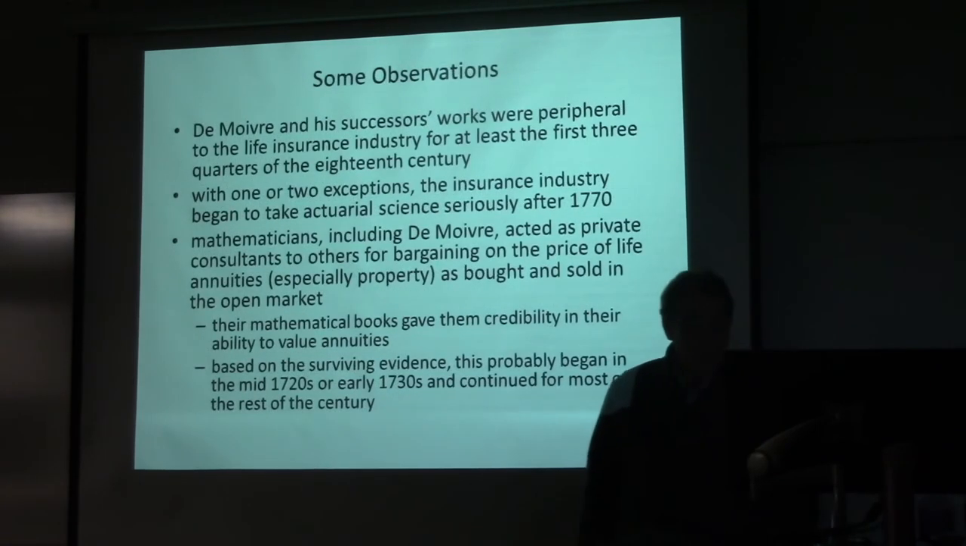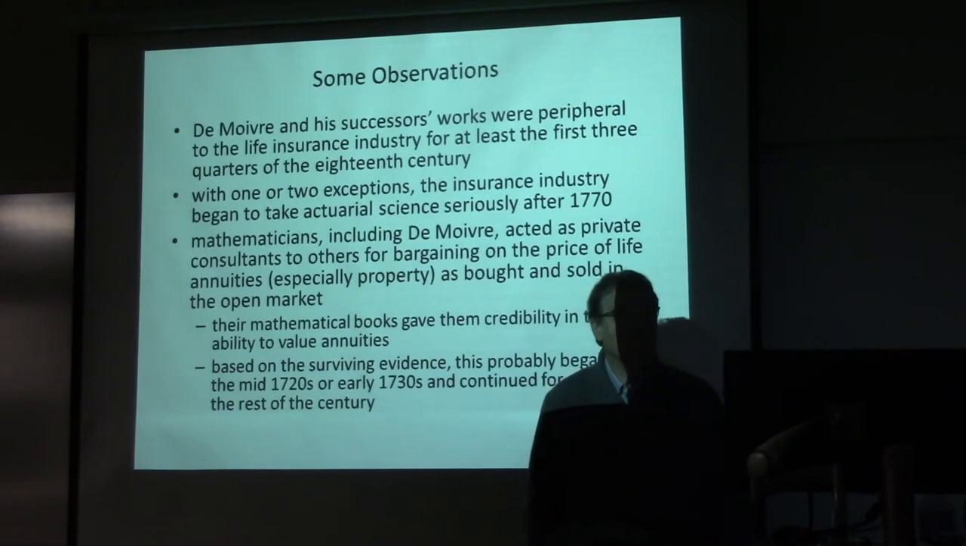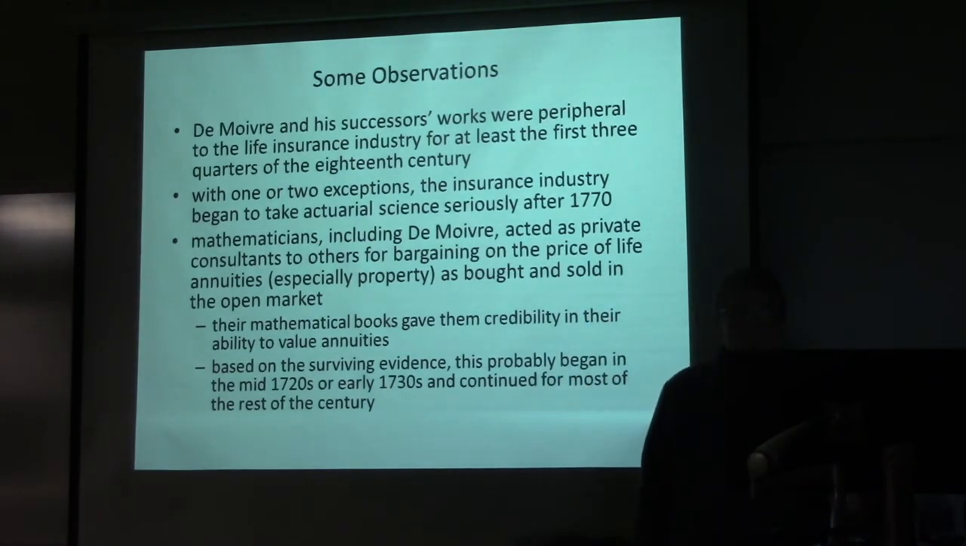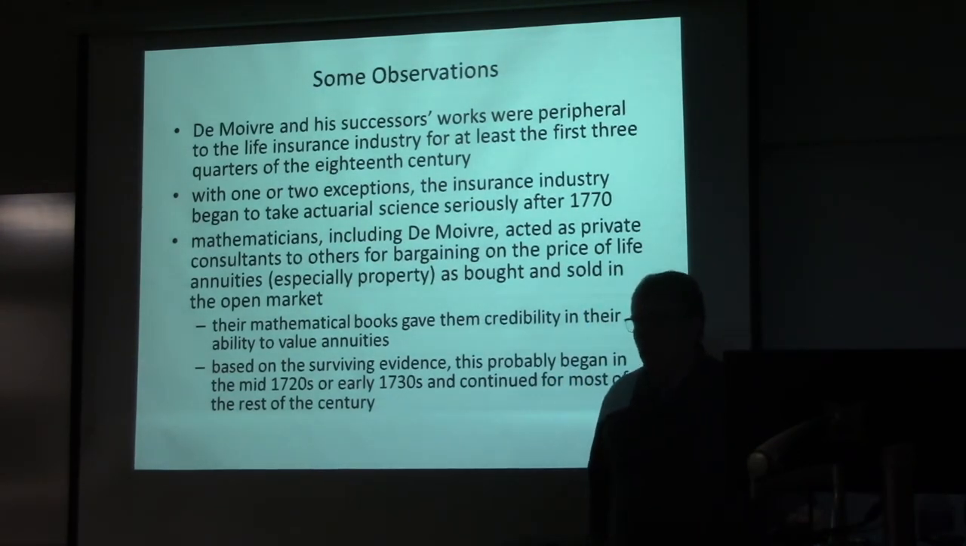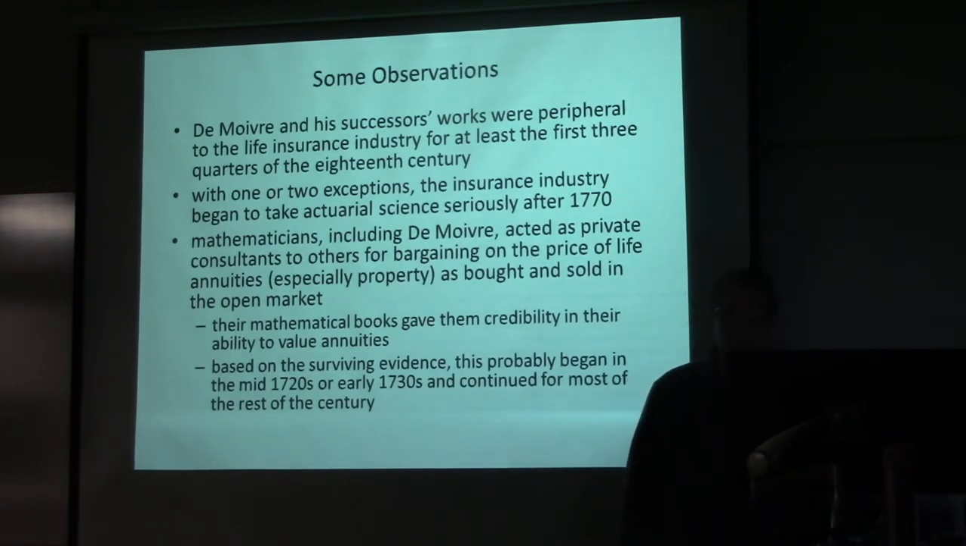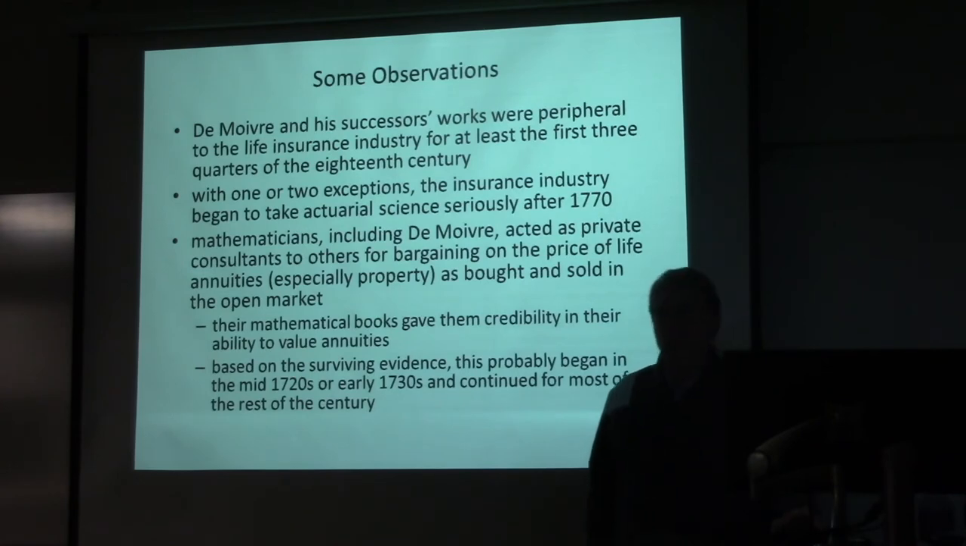So, in conclusion, the last slide. De Moivre and his successors were really peripheral to the life insurance industry during the first three quarters of the 18th century, which confirms Daston's point. The insurance industry only took actuarial science seriously in the last quarter of the 18th century.